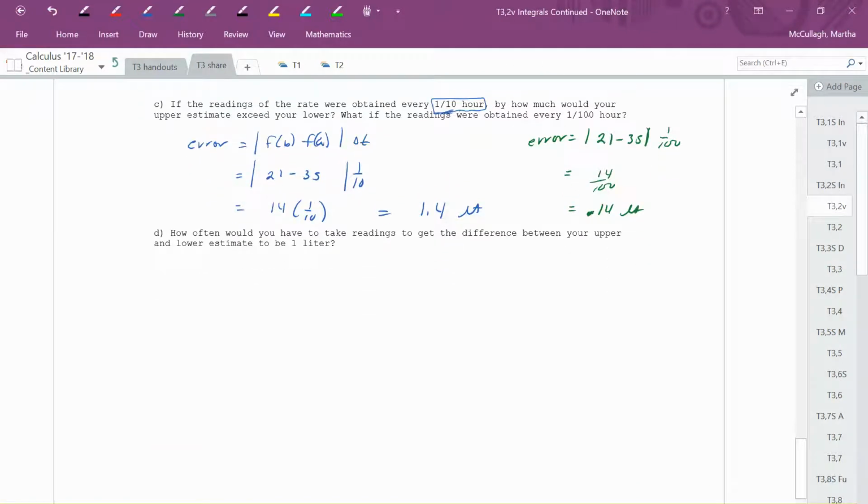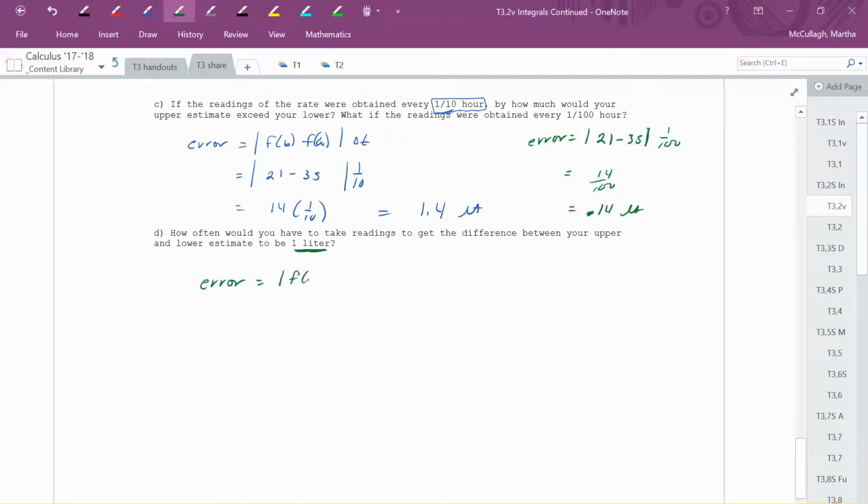And then how often would you have to take your readings to get the difference between your upper and lower estimates to be just 1 liter? Okay, so I'm the spokesperson for this oil company that's got oil gushing out in this leak, and I need to be able to tell people within 1 liter how much oil is leaking out. So I've got to tell my engineers out on the platform how often I want them to take the readings so that they can give me this accuracy. Or perhaps the engineers out on the platform have to do this calculation to figure out how often they have to take the reading. So I'm looking again for error.